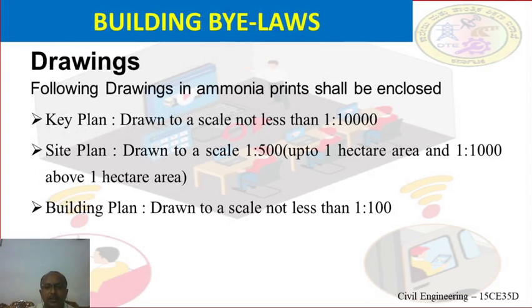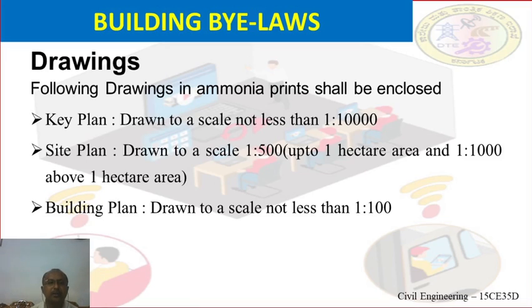Let us discuss the drawings. The following are the drawings which are to be taken in the printout for getting the permission or sanction of the buildings: the key plan, site plan and building plan. These are the three major plans or drawings which are to be submitted, which are necessary for getting the permission of the building sanction from the competent authority.